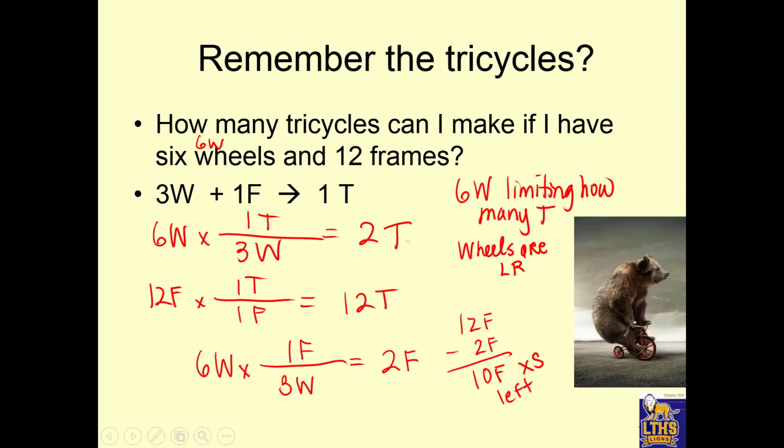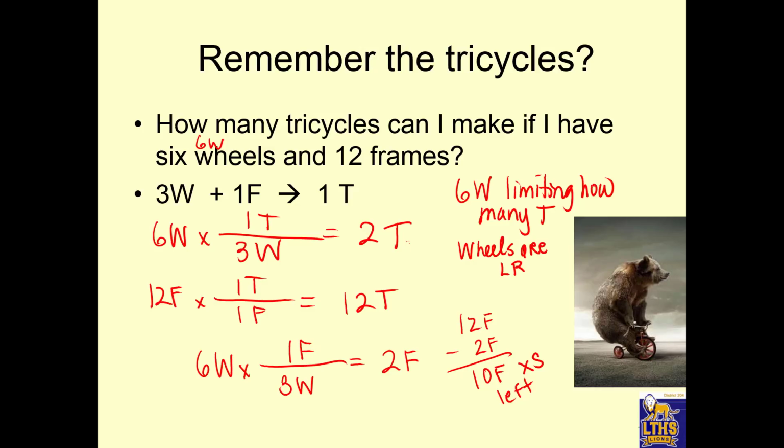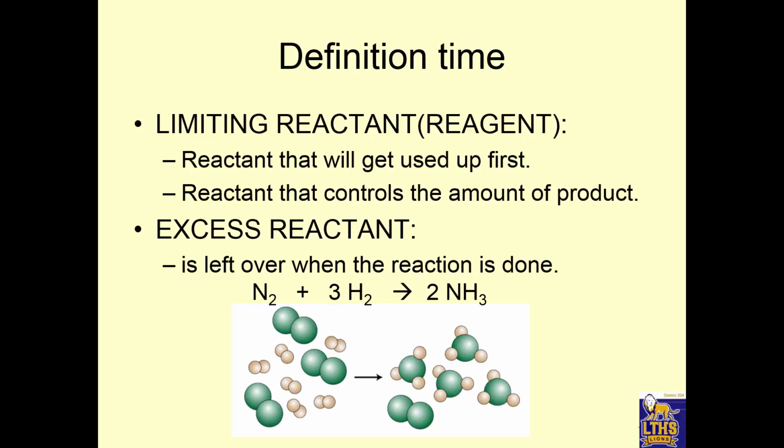Okay. So those are the main ideas, but now we're going to apply it to chemistry. How does that work with a chemical equation instead of a tricycle? So, okay, definition time. A limiting reactant is a reactant that will get used up first in a chemical reaction. It is also the reactant that controls how much product you're going to get. Just like the wheels told us we're getting 2 tricycles, a limiting reactant will tell us how much product we should be able to get. An excess reactant is left over when the reaction is done.